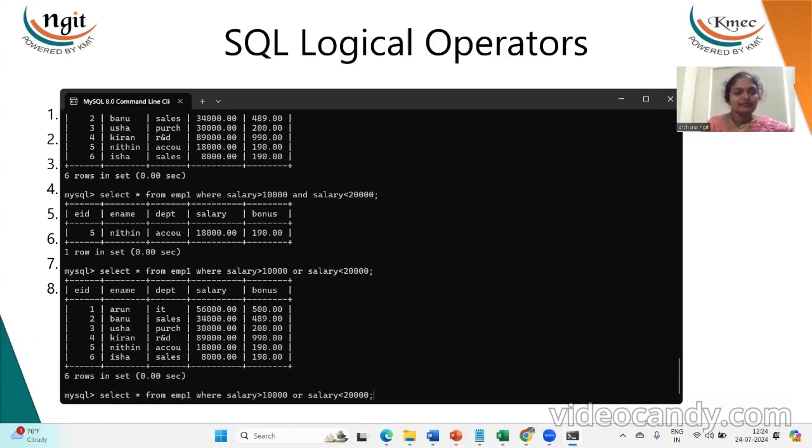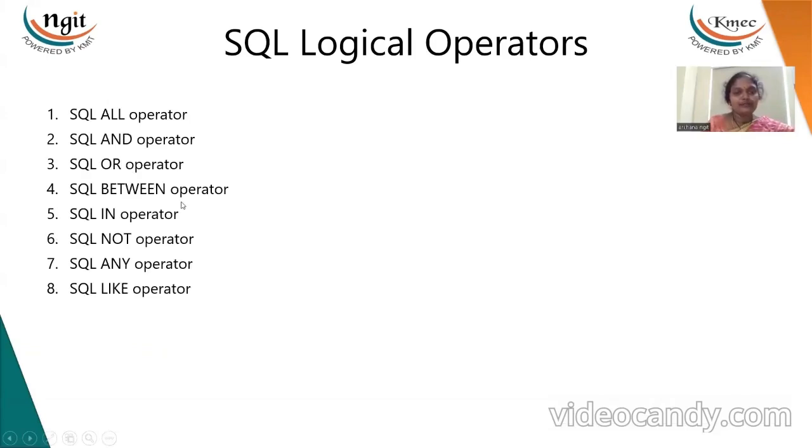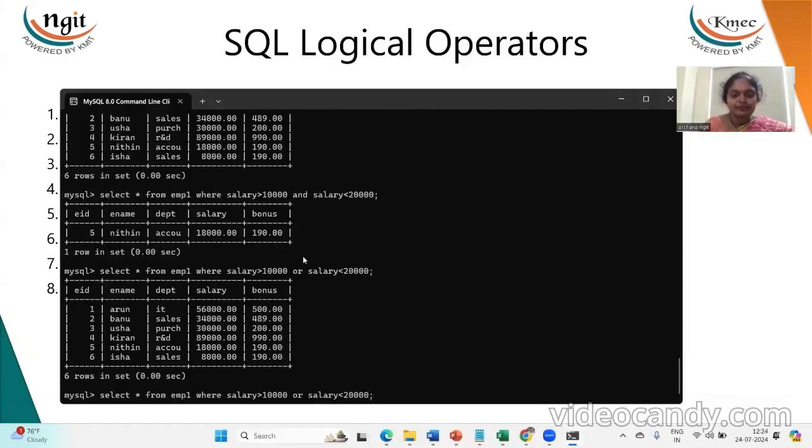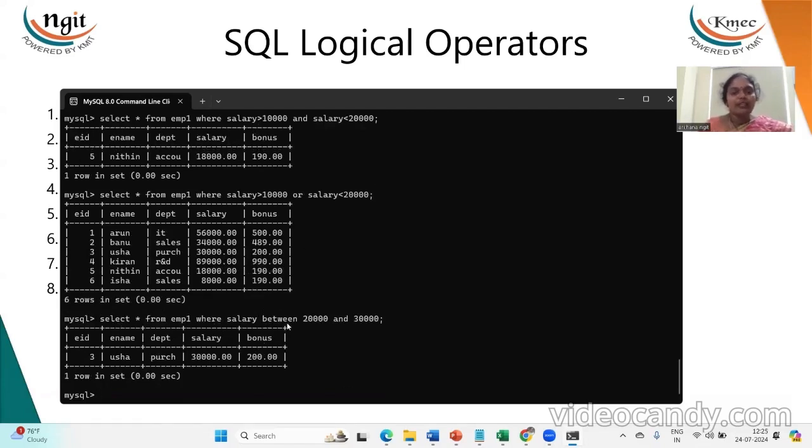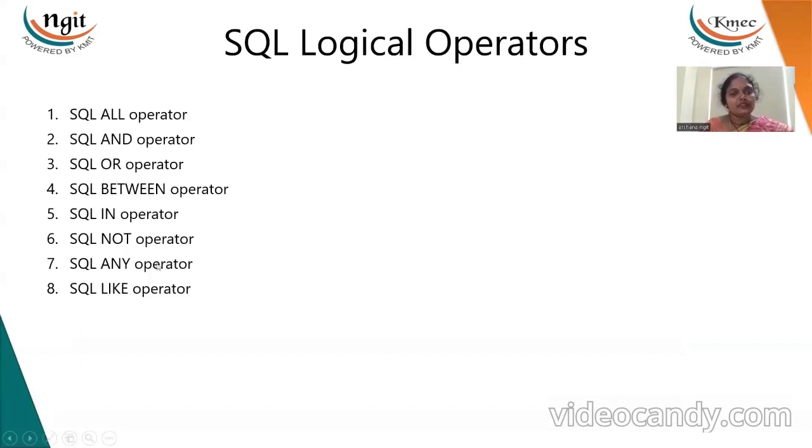Now next is BETWEEN, between 20,000 and 30,000. BETWEEN is an operator which is going to fetch only those records which match the criteria, in between 20 and 30,000, whose salaries are lying in that range. So here we have Usha, whose record matches this criteria. Okay, AND, OR and BETWEEN are done.